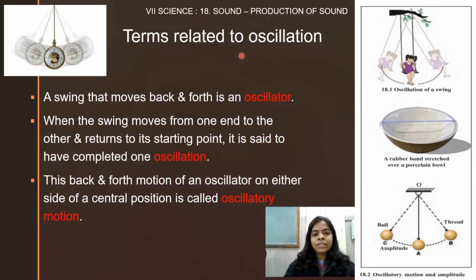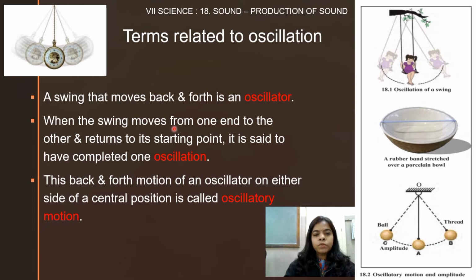Terms related to oscillation. Now children, what is vibration? Vibration is basically fast oscillation. When any object is oscillating very fast, we say that it is vibrating. So a swing that moves back and forth is an oscillator. This is an oscillator, children. Here, this girl sitting on a swing is an oscillator. Here, this pendulum is an oscillator. And here, this rubber band which is going to vibrate is itself an oscillator.